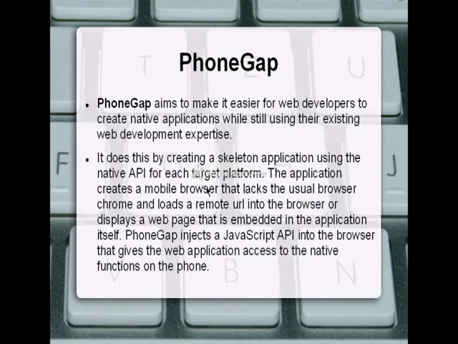PhoneGap aims to make it easier for web developers to create native applications while still using their existing web development expertise. It does this by creating a skeleton application using the native API for each target platform. The application creates a mobile browser that lacks the usual browser chrome and loads a remote URL into the browser or displays a web page that is embedded in the application itself.